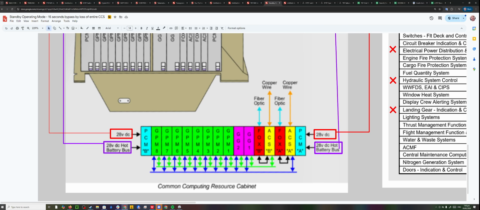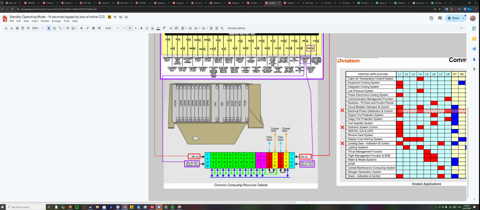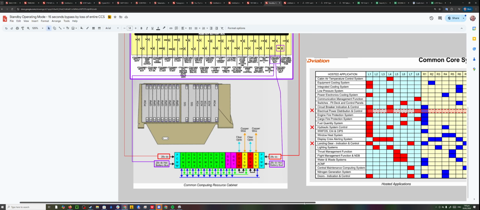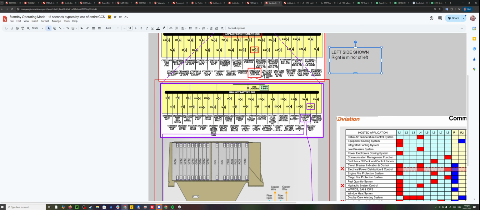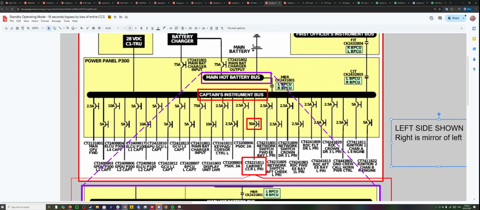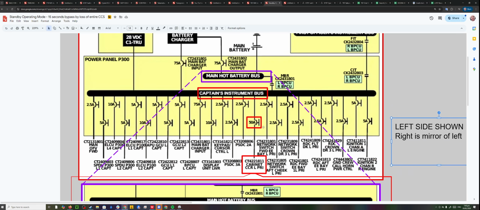28 volt DC, 28 volt DC hot battery bus into power conditioning module B and power conditioning module A. So this is left, left, left, left. There would be a whole other cabinet with right, right, right, right. Or right, right, battery, battery. Now, this is the main hot battery bus. This is the captain's instrument bus. Let's just start with the captain's instrument bus. See the 50 amp breaker there? That's a thermal breaker. Going down to common computing resource cabinet left, primary.